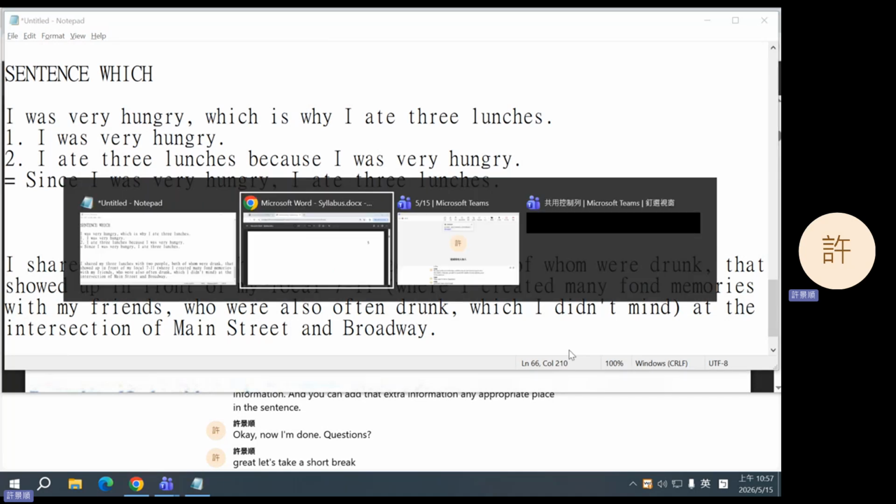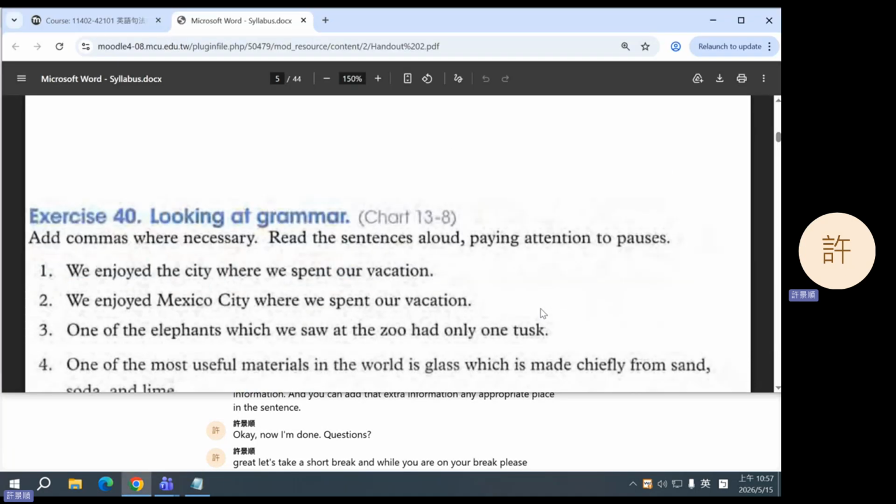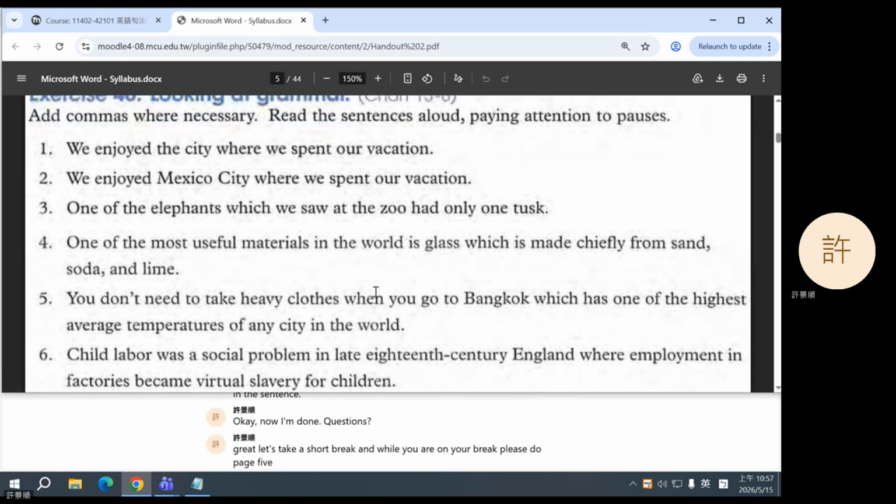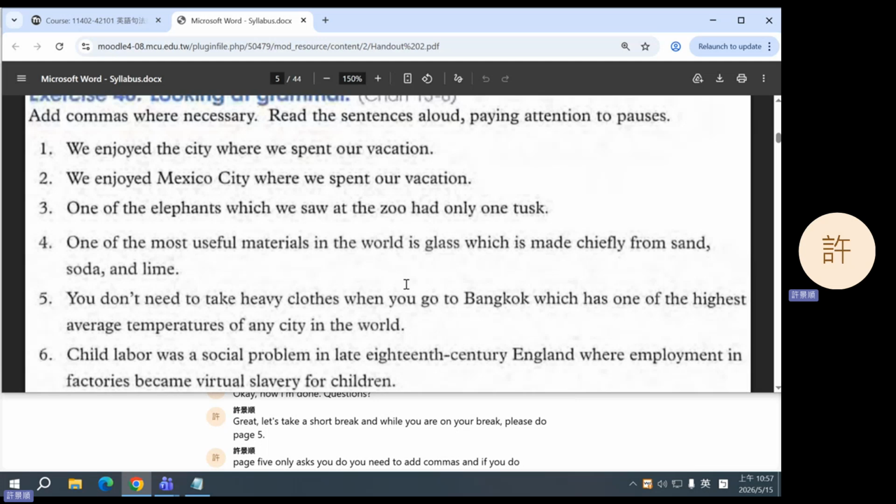And while you are on your break, please do page 5. Page 5 only asks you, do you need to add commas? And if you do, where?